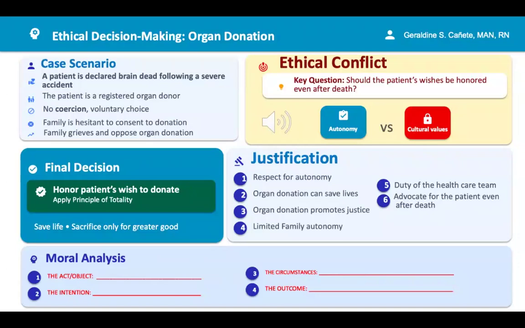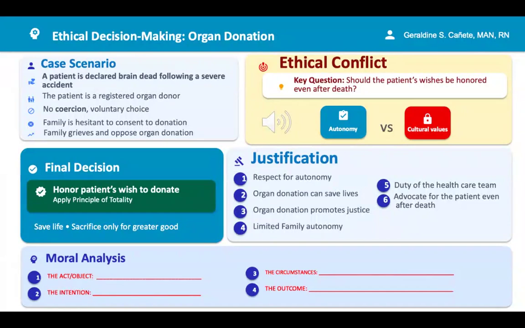Okay, so now let's imagine this. You are a nurse caring for a patient who has been declared brain dead following a severe accident. The patient is a registered organ donor, but the family is hesitant to consent to the donation. They are struggling with the loss of their loved one, of course, and are unsure whether they can bring themselves to authorize the donation. They express concerns about their cultural beliefs, their religious beliefs, and their personal feelings about organ donation.